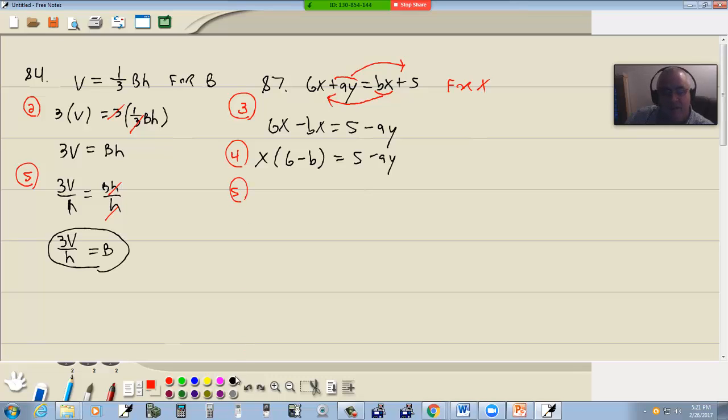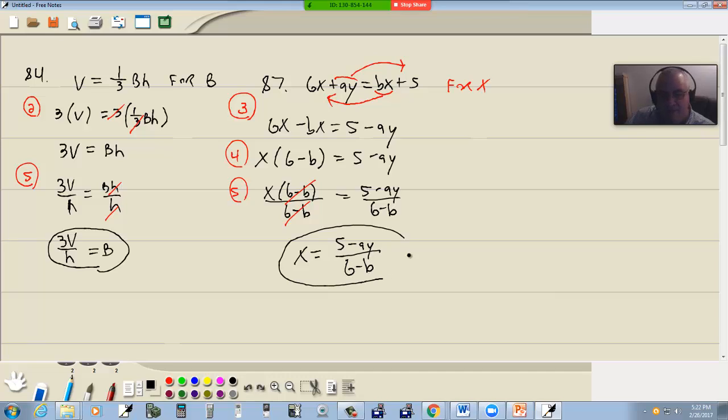Step 5. Divide both sides by what's in front of or behind the variable we're solving for. There's nothing in front of the x, but there's a 6 minus b after. So I divide both sides by 6 minus b. The 6 minus b's cancel there, and you get x is equal to 5 minus ay over 6 minus b. And that's your answer.